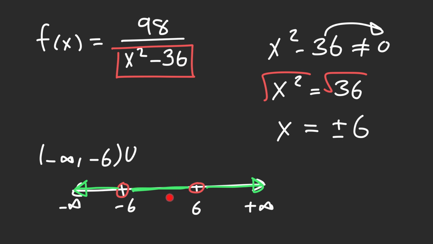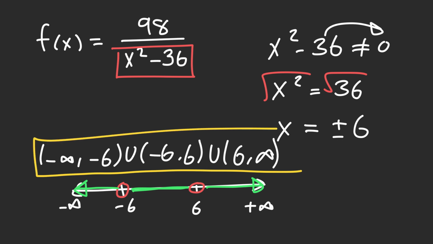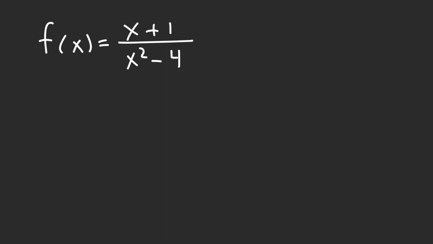Now for this part, minus 6 to 6. Now for the last part, again union, 6 to infinity. So this is the domain. Try to solve this example, then check your answer.